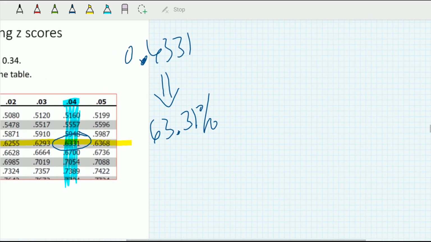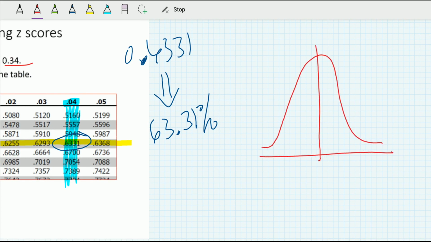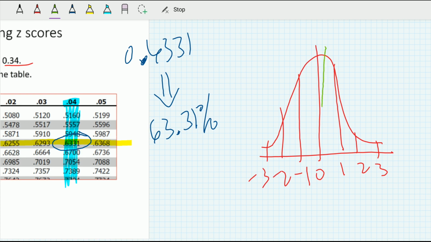So 0.34, remember, that's the z-score that I gave you from the beginning. Okay, so here goes my standard normal curve. There goes the 0. And then remember, where would the 0.34 go? So if we recall, it'll go 1, 2, 3, and then -1, -2, -3. And then the 0.34 would go right there. Just imagine it's a straight line.